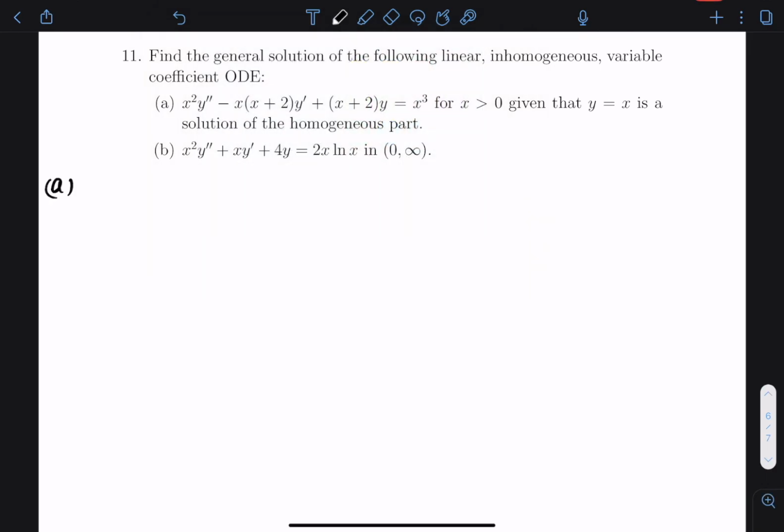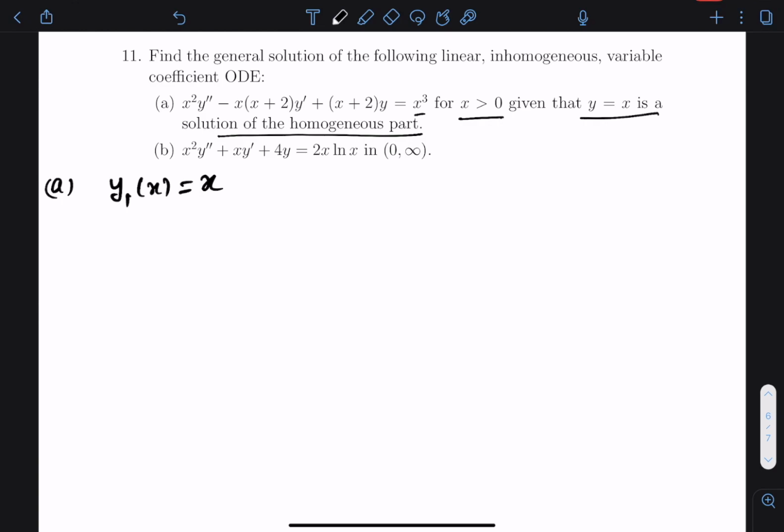So we are given the second order ODE, for x positive, and we are given that y equal to x is a solution of the homogeneous part. So if you don't have this term here, if it's 0 here, then x is a solution to that problem. Since we are given one solution, and it's a second order problem, we will find the linearly independent solution corresponding to that. So let's call y1 of x to be x, the solution of the homogeneous part.